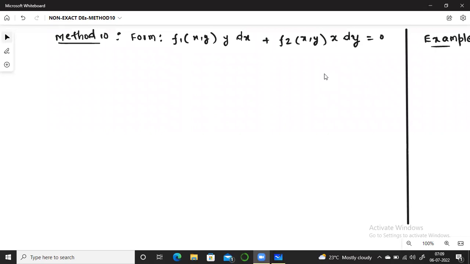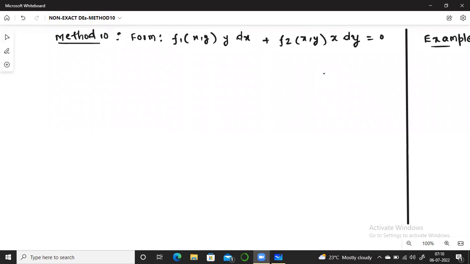This method is available in first order and first degree. So far we have seen all the differential equations of first order and first degree only. But this method is generally available in non-exact differential equation form. This non-exact differential equation form, again, we have to convert into exact differential equation form by multiplying with an integrating factor. Here the integrating factor is different.